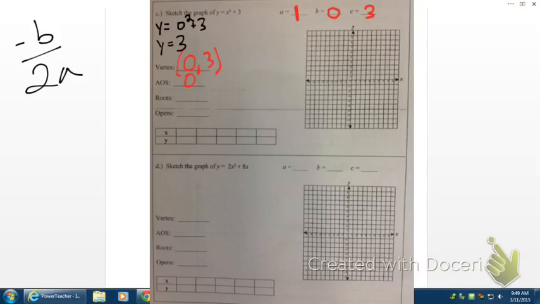Now, let's go with the opens. Is this going to open up or down? It's going to open up, absolutely. It's going to open up. Perfect. Good job, Claire.